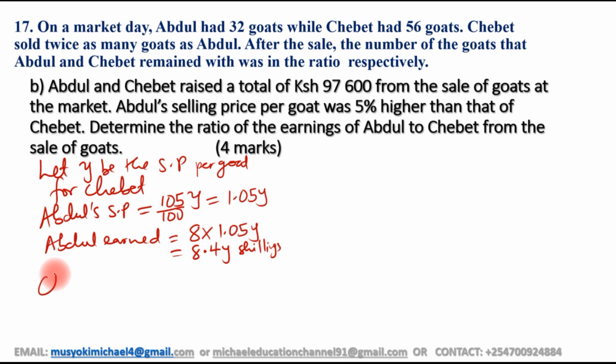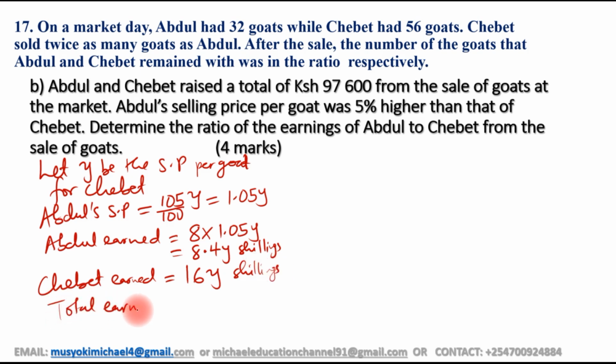Then Chebet earned, so he sold 16 goats, and the selling price per goat is y, so that will be 16y shillings. So total earnings is 8.4y plus 16y, which we end up getting 24.4y.